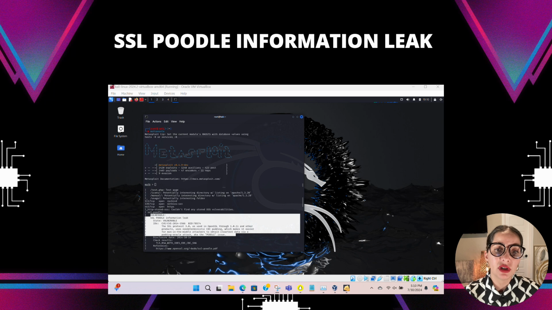And these are the types of vulnerabilities that I ended up encountering after the scan was completed. One of them was the SSL POODLE information leak. I did a little bit of searching on this one and identified that it is known as CVE-2014-3566, and it can exploit SSL to steal information like cookies, passwords, and other encrypted browser data.